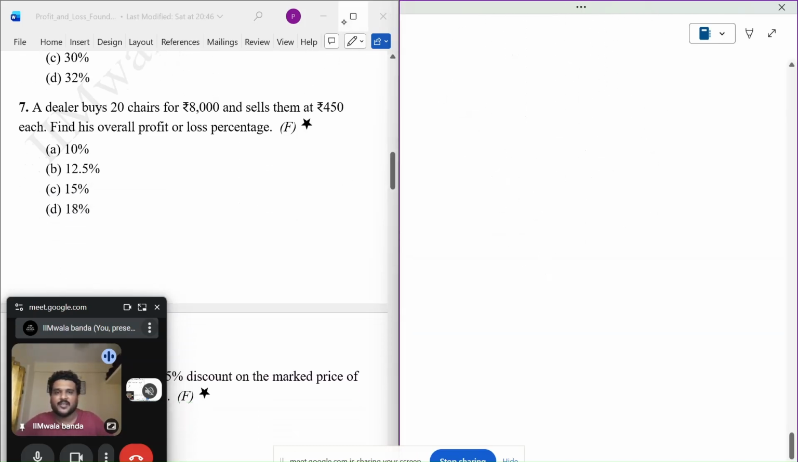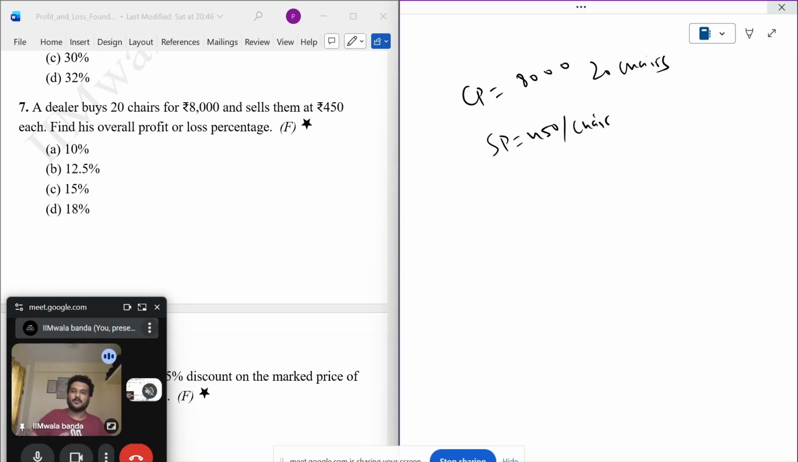A dealer buys 20 chairs for 8,000 rupees. So what is the amount of money that he has taken out from his pocket? 8,000, and he got 20 chairs from it and sells it at 450 per chair. Now this is also very important. If you have identical objects, the profit or loss you will make on one unit is the same as you will make on 2 units, 3 units, 4 units, 1,000 units, 10,000 units, if the things are identical, right? If the things are not identical, you bought them for different prices, then it doesn't apply. But if the items are bought at the same price and sold at the same price, the profit you will gain on any number of units, whether 1 or 10 or 100, will be the same.